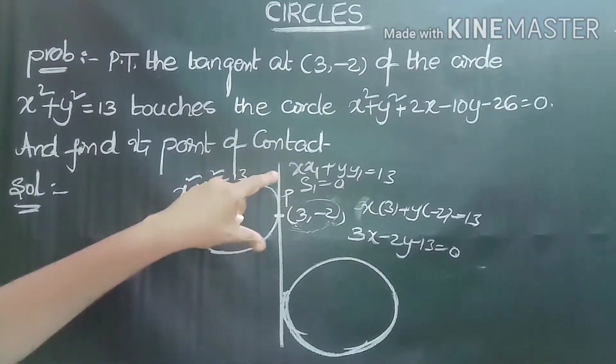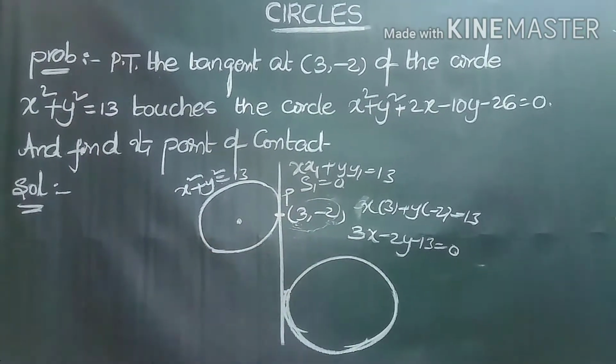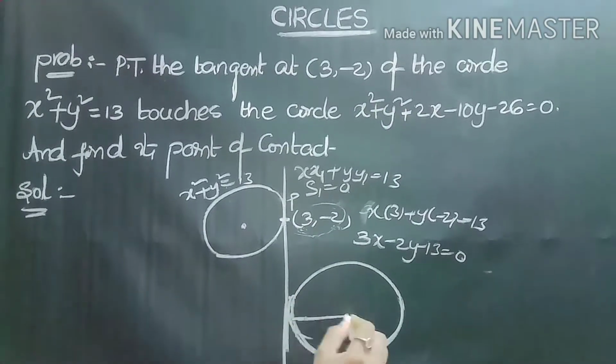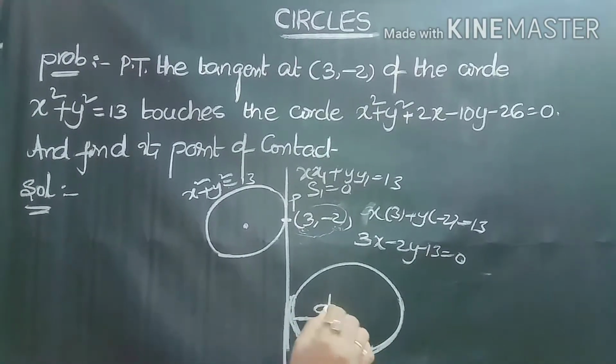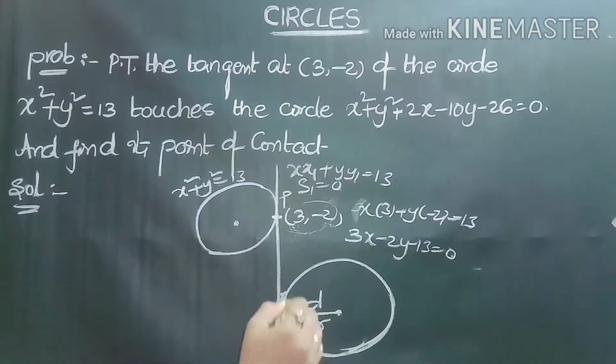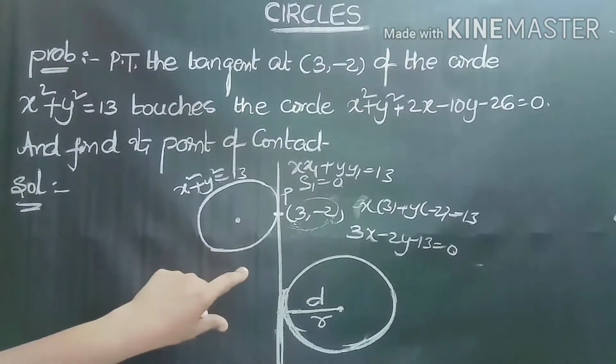This is the equation of the tangent to the first circle. Now we want to show that the tangent is also a tangent to the second circle. To prove that the line is a tangent to the second circle, we want to prove that r equals d. We want to check the condition for tangency. If r equals d, then we can say that the line is the tangent to the second circle. This is the concept of the given problem.